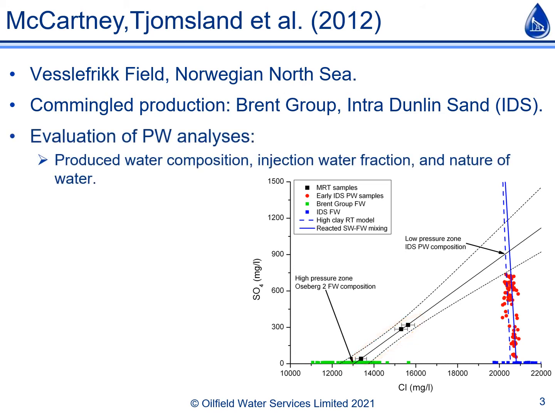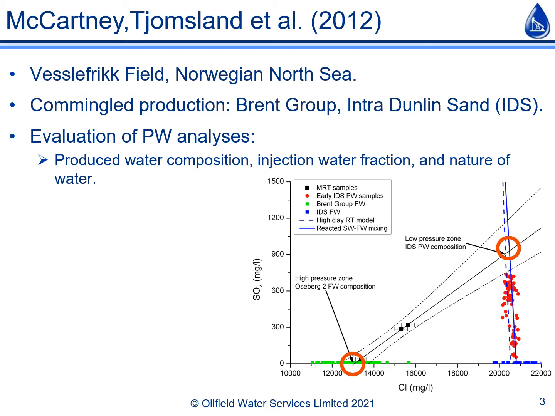From the data on this plot, the composition of water being produced during the test from each zone can be estimated, and the nature of the water being produced can also be identified. For the Oseberg II formation water is being produced, and for the IDS, a mixture of formation water and seawater is being produced. The fraction of seawater being produced can also be calculated.